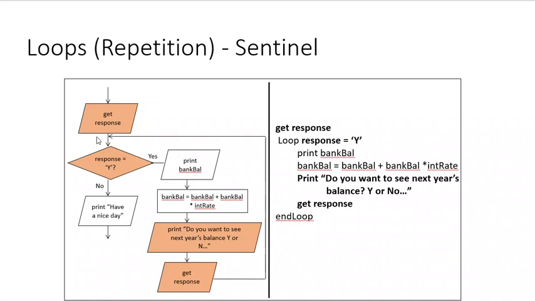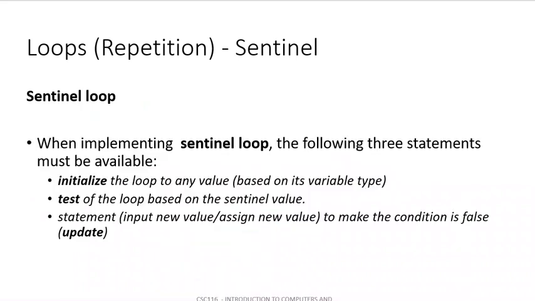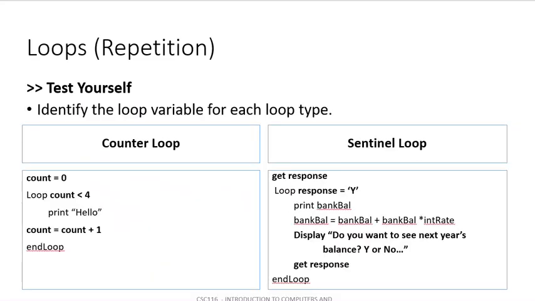So this is the initial value, get response. Okay, then test, then update. Okay, this is the update. Okay. So sama je. Dia punya phase sama, initialize, get user's response. Test, sama ada response tadi sama dengan Y ataupun tidak. Kemudian get another response. Okay. Input new value or assign new value to make the condition is false. Okay. Okay, let's look at this one.